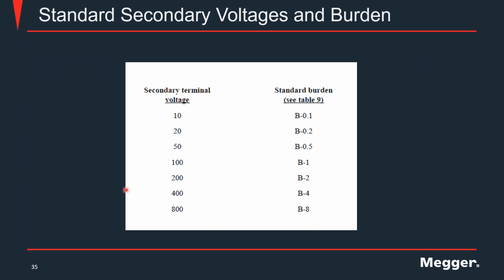The standard secondary voltages and burden shown on the IEEE standards go from 10 to 800, and as you can see here, the burden tables show that this is 0.1, 0.2, 0.5, 1, 2, 4, 8. Remember how we connected this 800 with the C800 CT, and we said that the burden was 8 ohms. This is what it means. If you have a C400, the maximum burden is 4 ohms. If you have a C10, the maximum burden is 0.1 ohm.